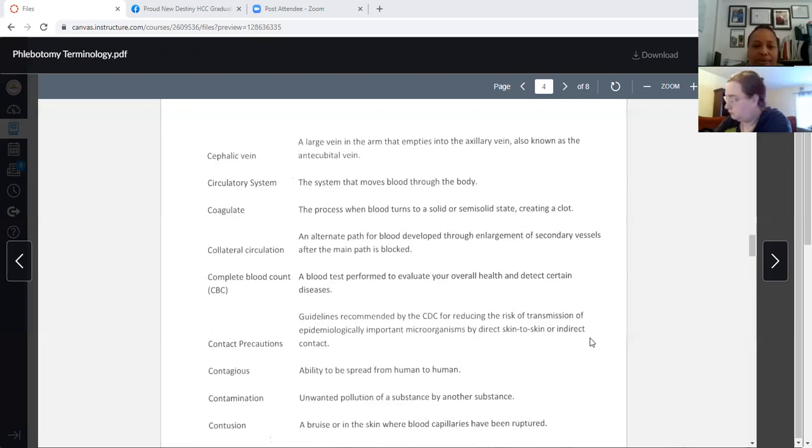Complete blood count. Now you want to highlight that one. That's one of those tests that you should know. It's a blood test performed to evaluate your overall health and detect certain diseases. Complete blood count. So in addition to knowing that definition, you'll want to know some of the tests that are inside that complete blood count. And those should be in your notes. All right, the red blood cell, white blood cell, platelets.